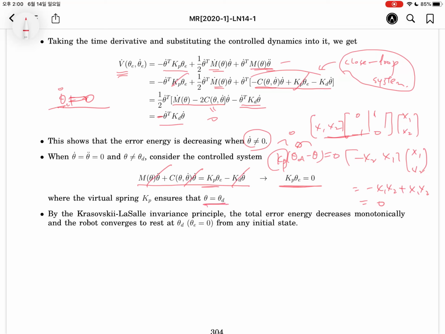This is called the LaSalle invariance principle. According to the LaSalle invariance principle, the total error energy decreases monotonically, and the robot converges to rest at theta d from the initial state. So PD control will guarantee the stability and the performance. For stability, the total energy will decrease and the error will go to zero.